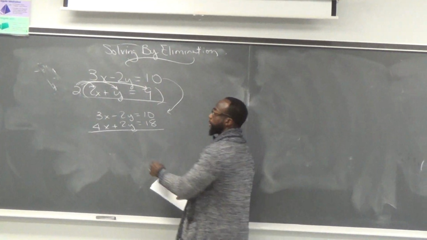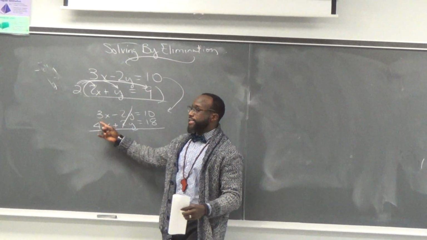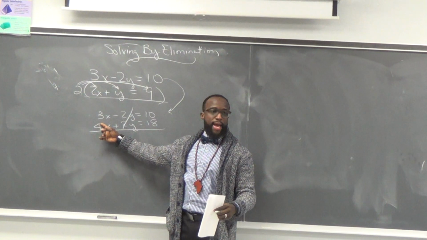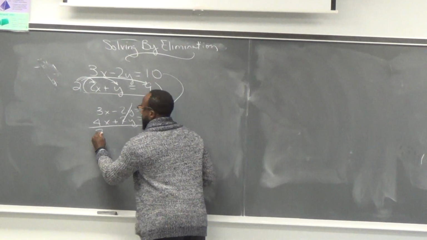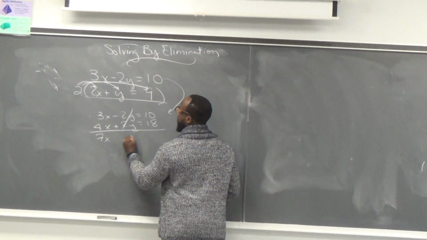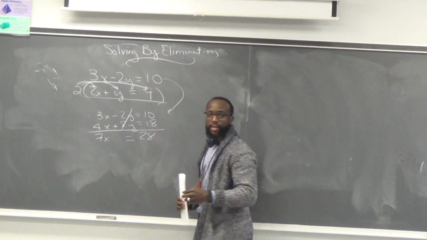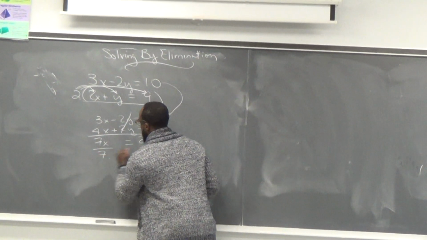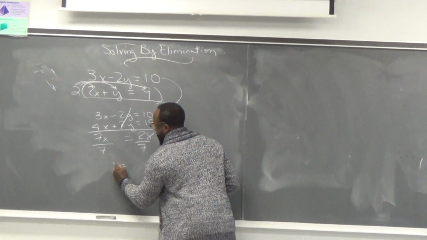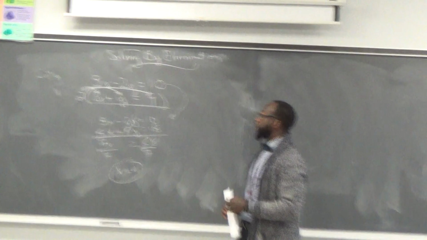So these y's cancel out. These signs are the same, and same sign you add and keep. So 3x plus 4x is 7x, and 0 equals 10 plus 18, which is 28. Divide both sides by 7. So x equals 4.